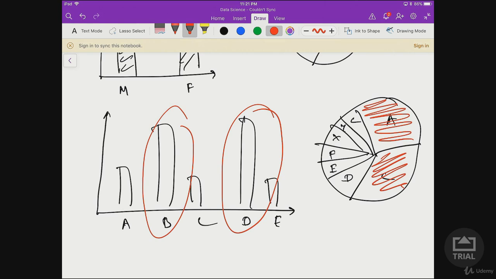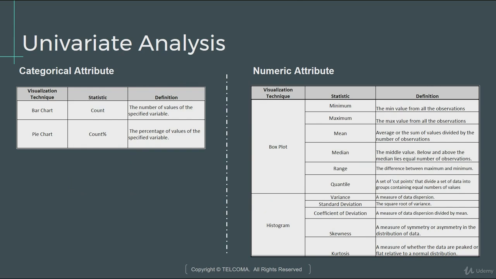So this is how you can use bar charts and pie charts coupled with two simple measures, the count numbers, which is the frequency, and the count percentage, which is the percentage of the levels, to understand the depth of the categorical variable. On another note, when you're studying a numeric attribute, you will have two simple visualization techniques that will give you very informative results.